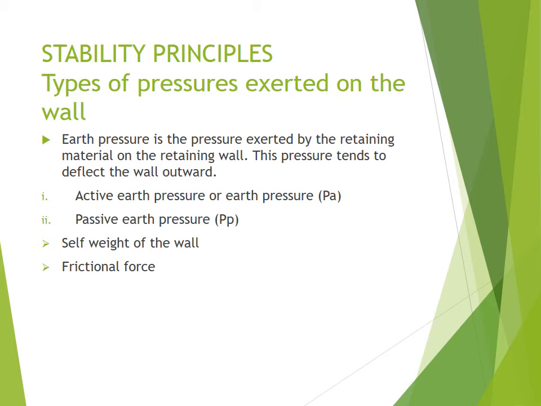Then we have the self-weight of the wall. This weight is the weight from the material of the wall. It acts vertically downwards through the center of gravity and produces the reaction at the base of the loaded soil. So this is now the self-weight of the material that may tend to make the wall bear in the ground by sinking in the ground due to the heavy material that was used to construct that retaining wall.